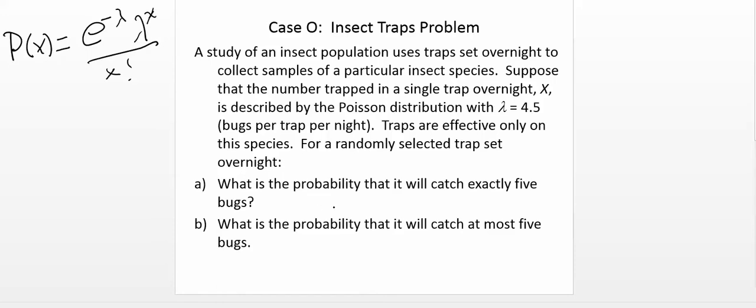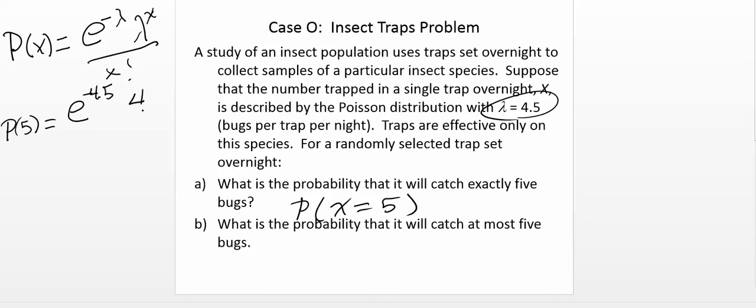In part A, it's asking what's the probability that a trap set overnight will catch exactly 5. What is the probability that x is equal to 5? Here, we can just say that the probability that x is equal to 5 is given by e to the minus, and lambda here is 4.5. E to the minus 4.5 multiplied by 4.5 raised to the 5th power, all divided by 5 factorial.